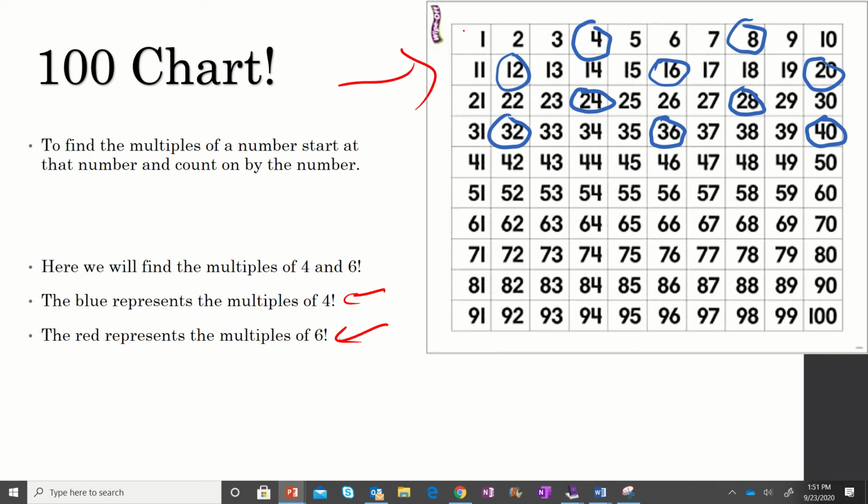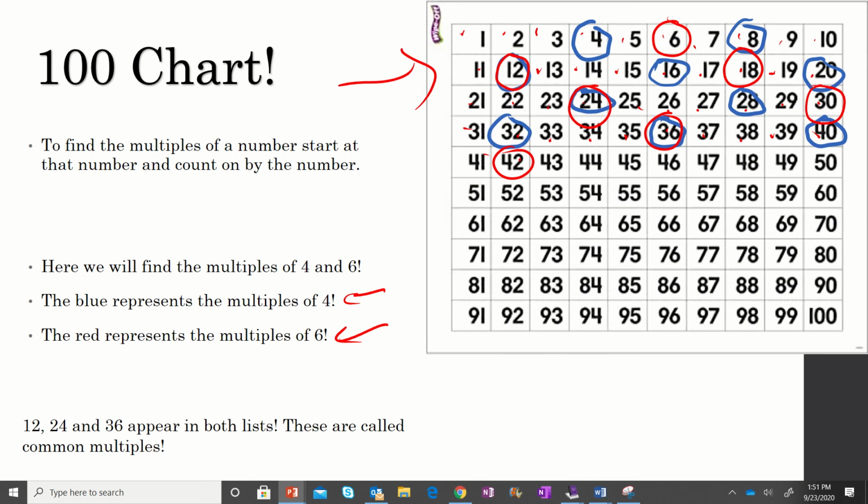So you start at 1. You go 1, 2, 3, 4, 5, 6. Circle 6. Then 1, 2, 3, 4, 5, 6, circle 12. Again, circle 18. Circle 24. We circle 30. We circle 36. We circle 42. I just went to 42 because we went to 40 with our multiples of 4.